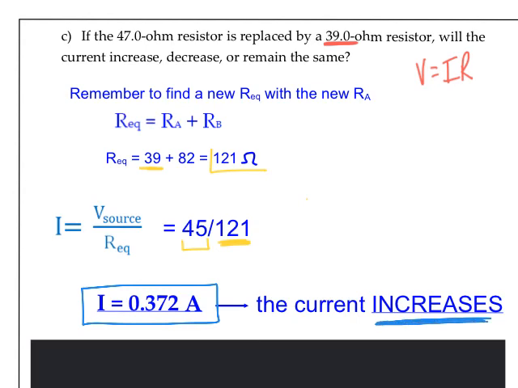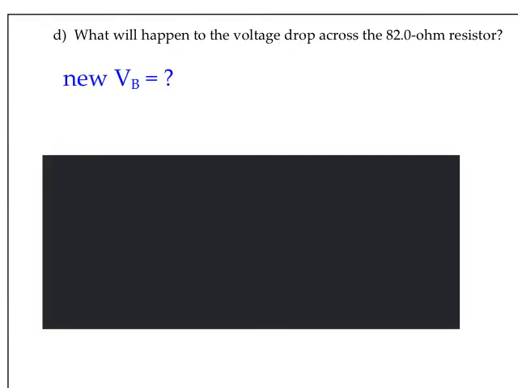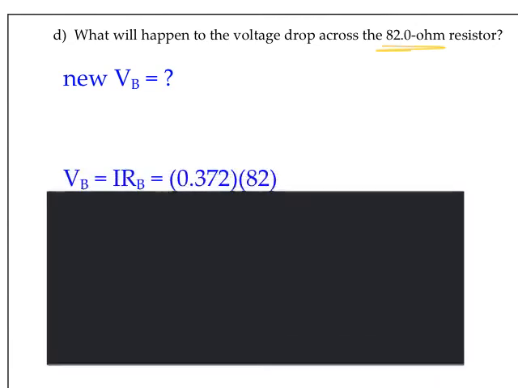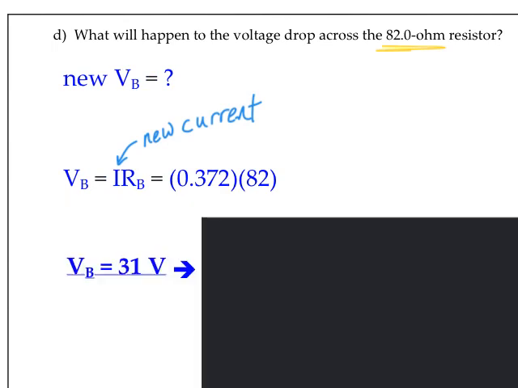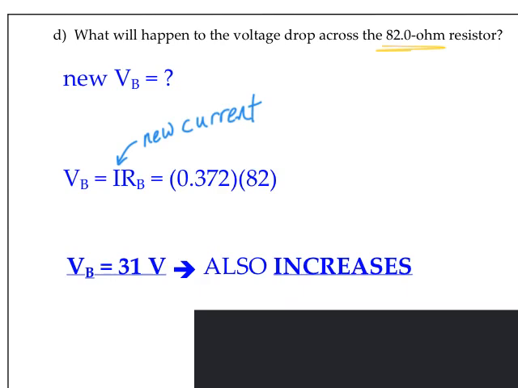And then now to find our new voltage drop across the 82 ohm resistor, remember that's the one that we kept constant, we're going to use Ohm's law. So we'll say the voltage drop across resistor B is going to be the current, which is our new current, times resistor B. So plug those values in and see what you get. You should have come up with 31 volts, and that does tell us that the voltage drop across that resistor also increases. That's it for today, and next time we'll discuss parallel circuits.